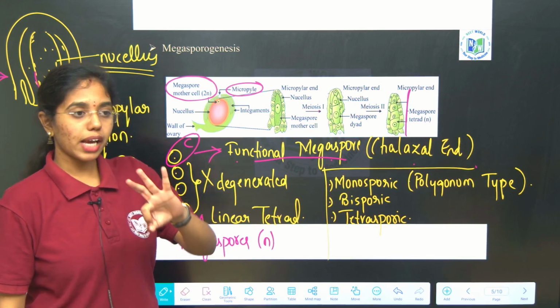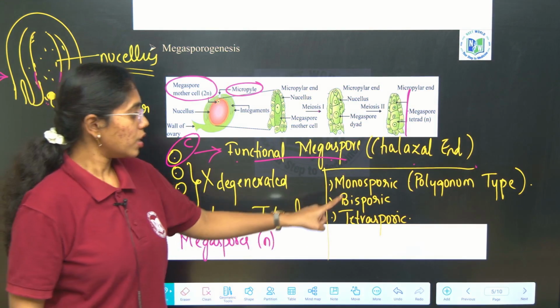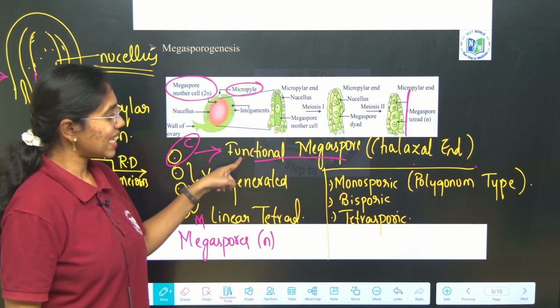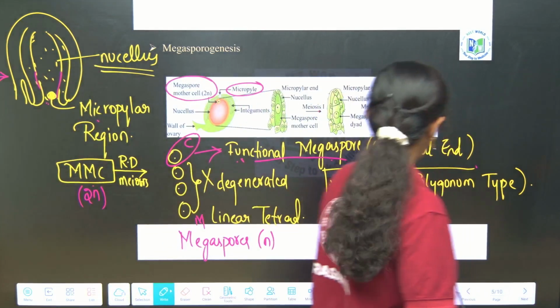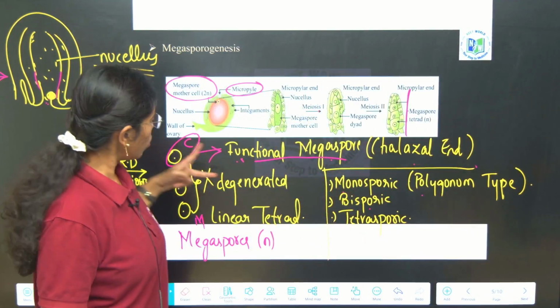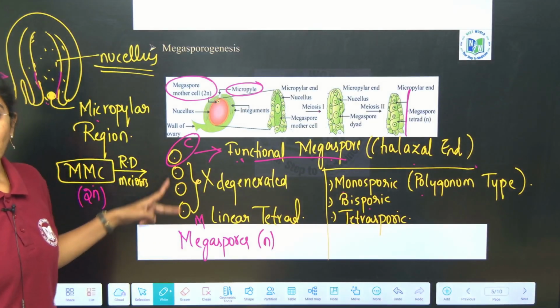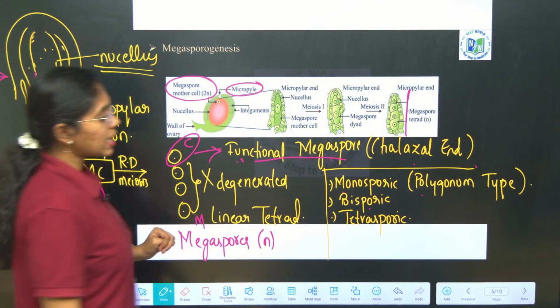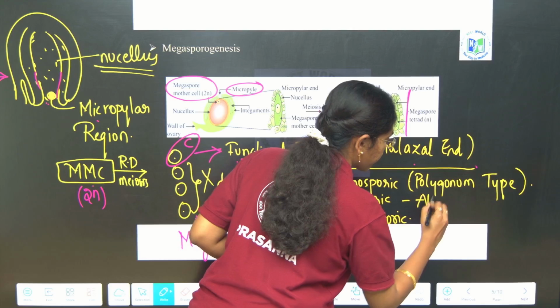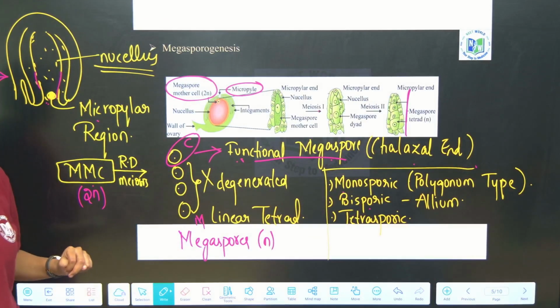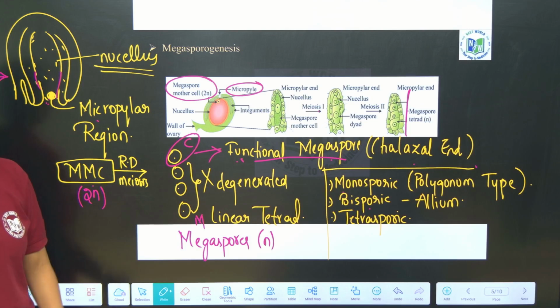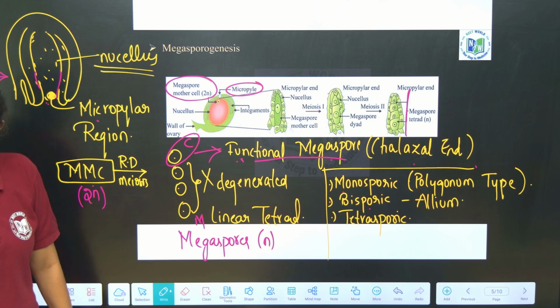Embryo sac formation occurs in three ways. One is monosporic development, that is from a single megaspore, which is also called the polygonum type. Second is bisporic, where two megaspores will be functional and two will be degenerated. The best example is allium. Next is tetrasporic, where all the four megaspores will be functional and they are involved in the formation of the embryo sac.